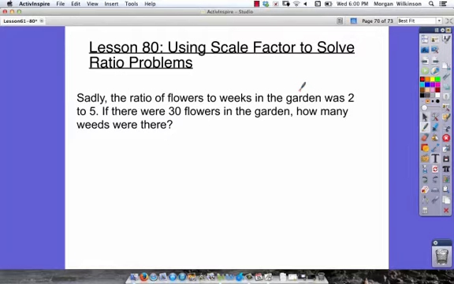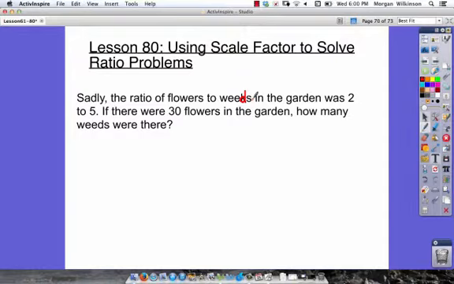Lesson number 80 is about using scale factor to solve ratio problems. The first question says, sadly, the ratio of flowers to weeds, not weeks, weeds, this should be a D, weeds in the garden was 2 to 5. If there were 30 flowers in the garden, how many weeds were there?